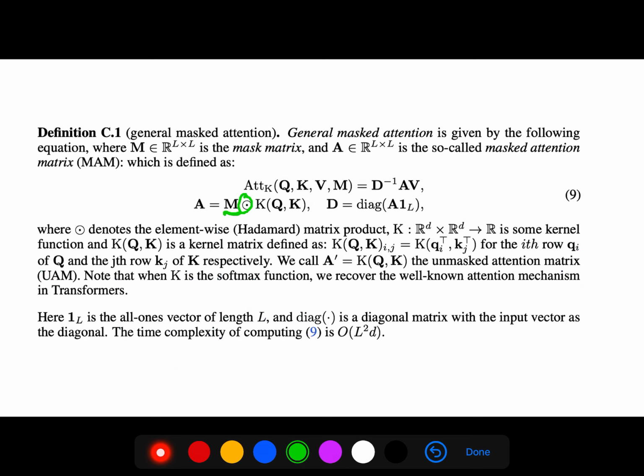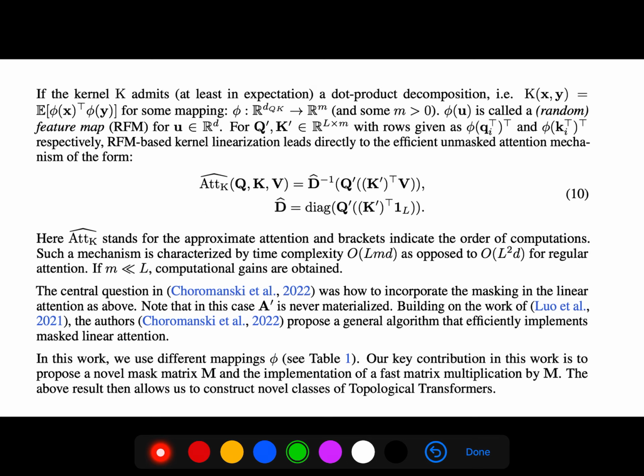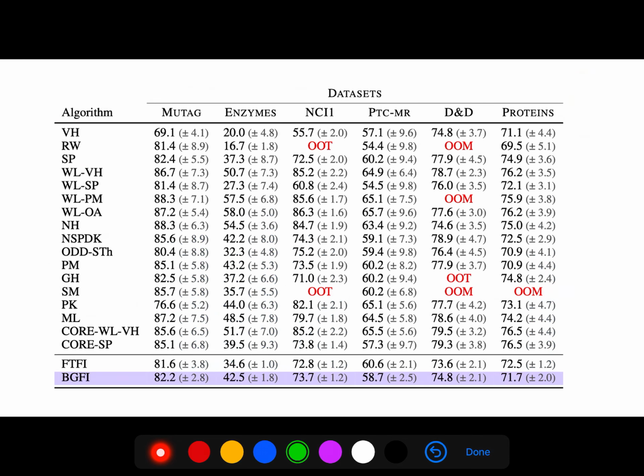If the kernel K admits a dot product decomposition, then you can write this as an expectation, the kernel trick. Ali Rahimi and Recht in 2008 is very important. You see it everywhere. So these are datasets like MUTAG, ENZYMES, NCI1 for graph classification, which are very important. ENZYMES is the hardest one, maybe because it's not balanced or some problems with that.